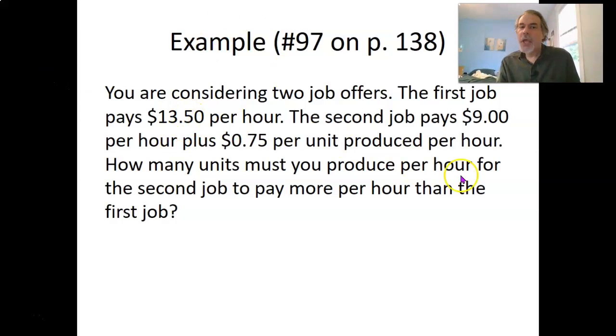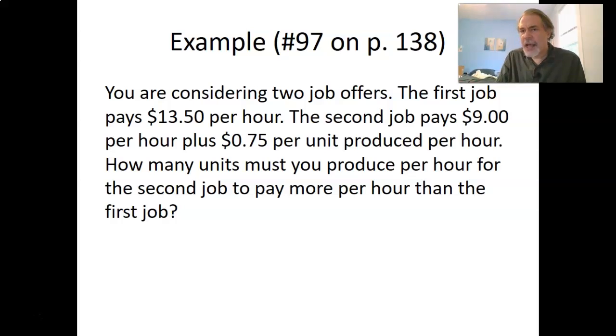So, you're considering two job offers. The first job pays $13.50 per hour. The second job pays $9 per hour plus 75 cents per unit produced per hour. How many units must you produce per hour for the second job to pay more per hour than the first job?